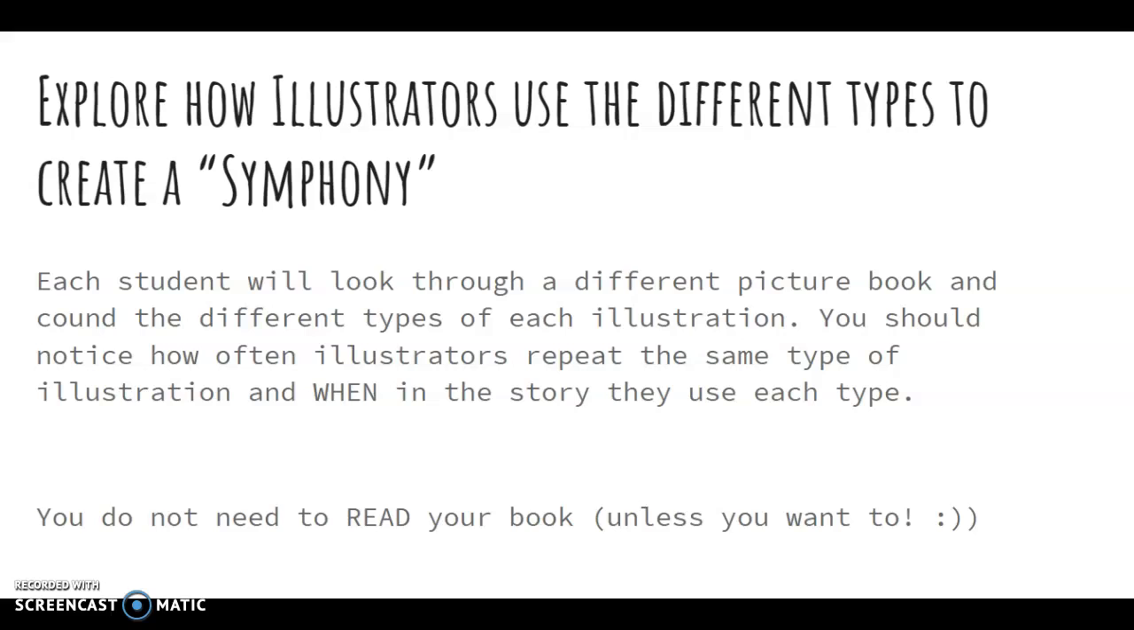So what you're going to do is look through a picture book and count the different types of each illustration. That list is going to be on the back of your note catcher. You should notice how often illustrators repeat the same type and when in the story they use each type. If you are doing this by yourself, it's best to look at a couple of picture books because illustrators do this differently. There's not one set way. Each book is different. Each book is meant to feel different.